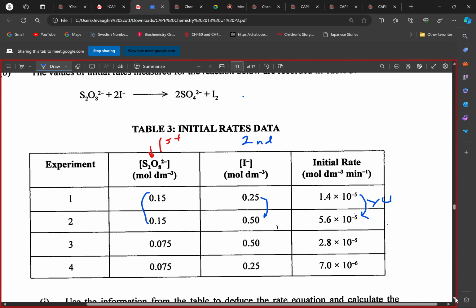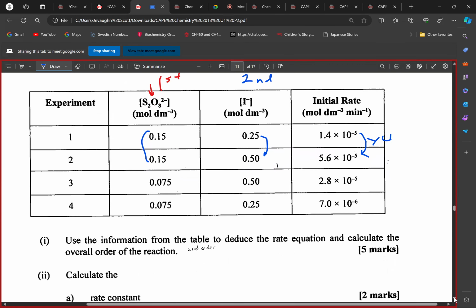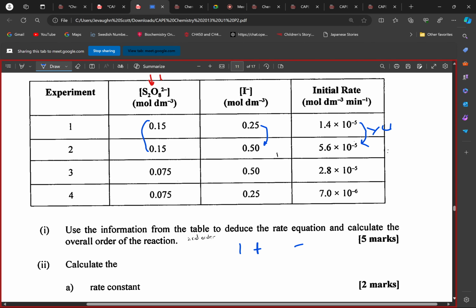All right, so we're agreeing. So what is the overall order of the reaction now? Third. Interesting. All right, third order. So it's 1 plus 2 equals 3. It is third order. So we just add up the orders to get the overall order, right?